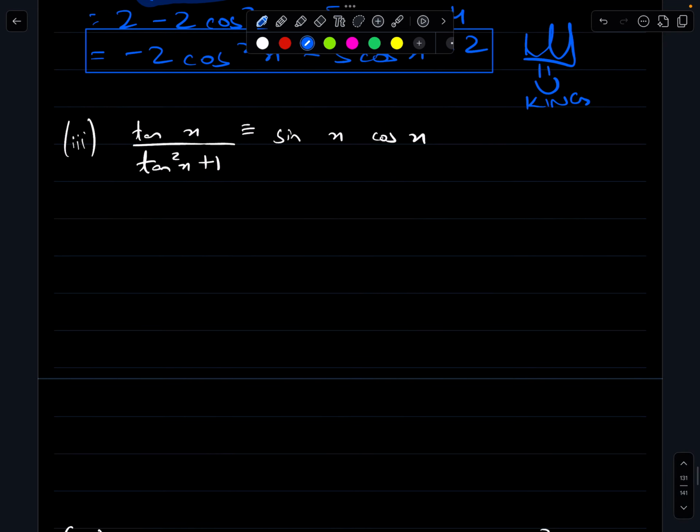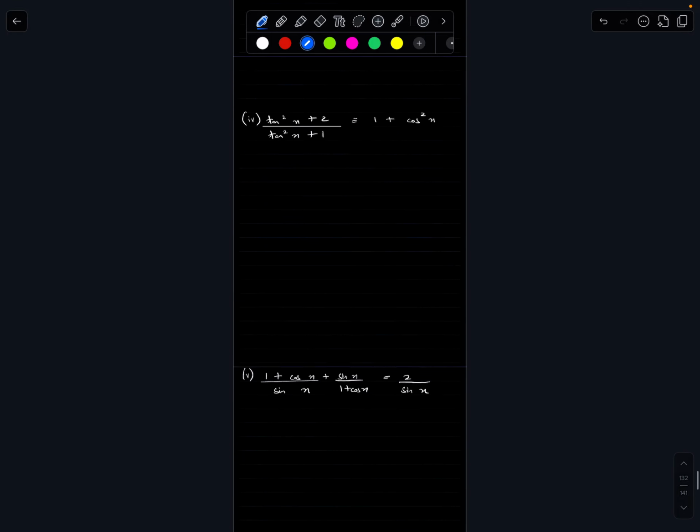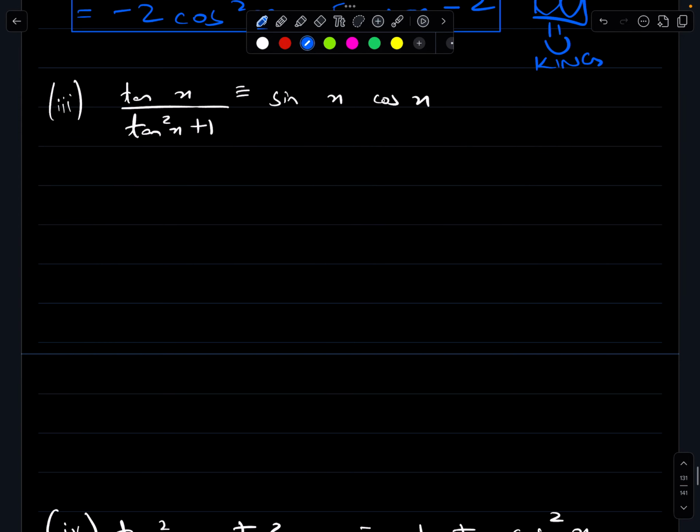Now, the third identity. We have 5 identities in total, just so you know. So, this is our third last identity too. Everything on the right hand side is in terms of sine and cos. Interesting. Two trigonometric functions. And we have tan on the left hand side. So, the identity which we know for tan is sine x over cos x is equal to tan.